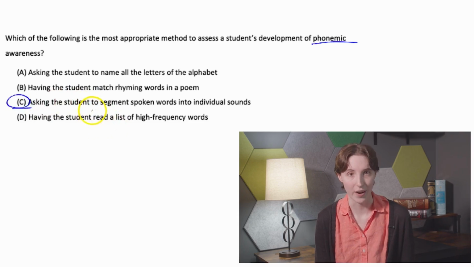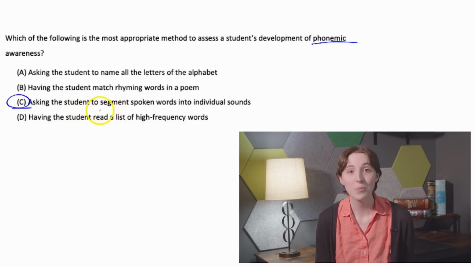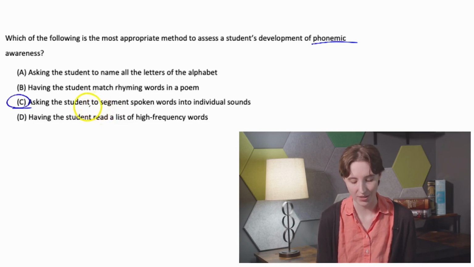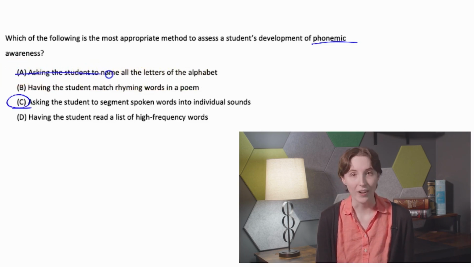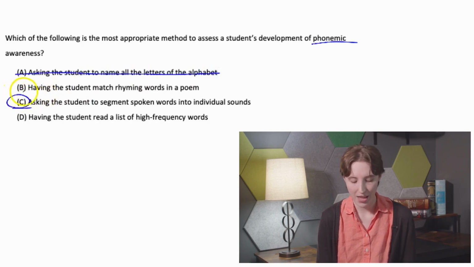for assessing phonemic awareness. But when you're taking a test like the NYSTCE, it's important to read every option to make sure you're choosing the best answer. So let's keep looking. A. Asking the student to name all the letters of the alphabet. This is wrong because phonemic awareness doesn't require knowledge of letters. This assesses alphabet knowledge.